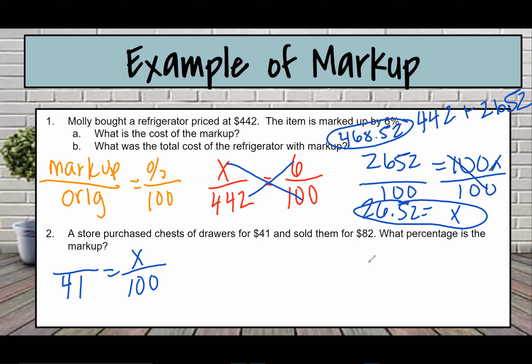Now, I said we kind of know the markup. How much did they mark them up for? They marked it up to $82. So we've got to figure out how much did they mark it up. Well, they went from $41 to $82. So what I want to do is 82 minus 41, and that's going to tell me my markup. Now, 82 minus 41 is 41.